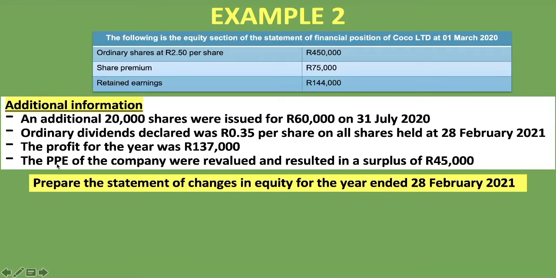And we're told here that the property, plant and equipment, or PPE, of the company were revalued and resulted in a surplus of 45,000 rand. What do we call that? Well, that is a revaluation reserve. Now you can see we don't have any revaluation reserve here on the table at the 1st of March 2020, or the beginning of the period, but here we are told that the PPE of the company was revalued and it resulted in a surplus of 45,000 rand. So we're going to have another column for revaluation reserve. Now when you have an instance like that, you know that you have to add an additional column.